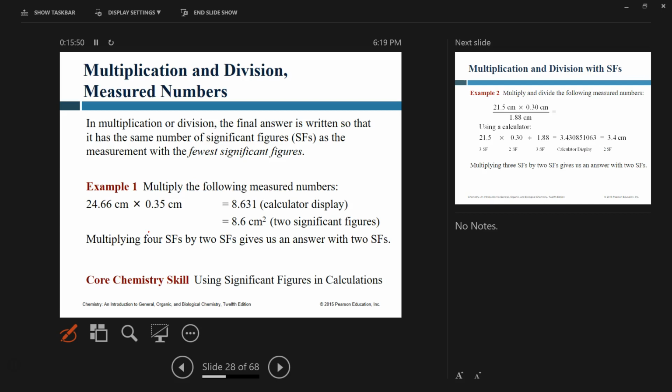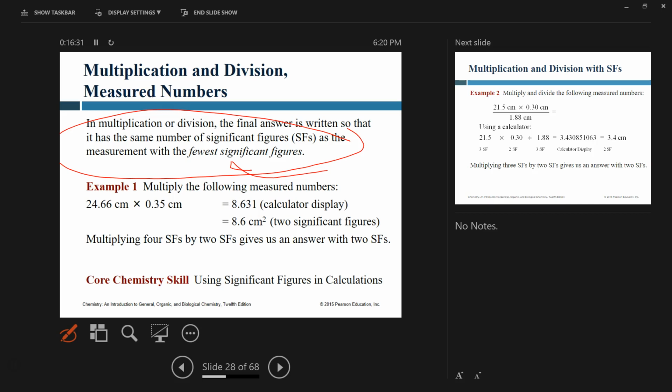So, multiplication and division. We're going to do multiplication and division first, addition and subtraction second. That's your rule. You have 2 numbers, or 3, or 4, or 24 numbers that you multiply. You pick the one with the fewest significant figures. Your answer should have the same number of significant figures. Okay?